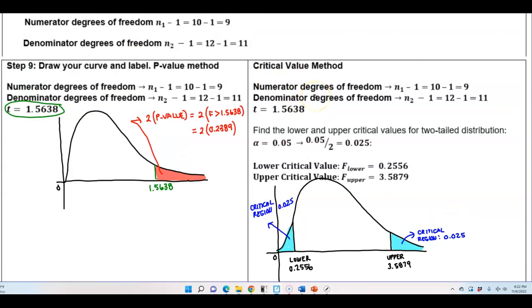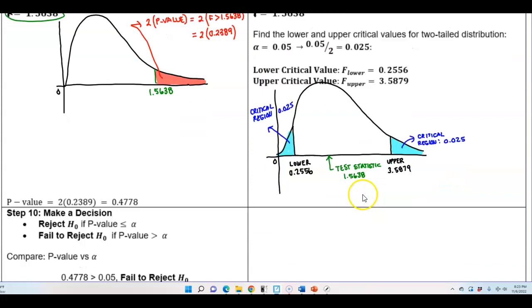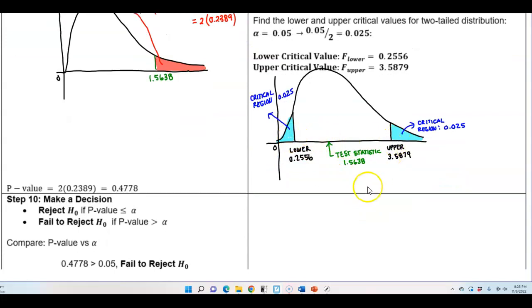Now we're going to come back and take a look at this test statistic, which is not T. Let me make sure that that's changed to F. So I'm going to make this correction here, and this should also be F. So the F test statistic is located somewhere in between here. This is the test statistic of 1.5638. So we can see that it's in between, but not in those critical regions.